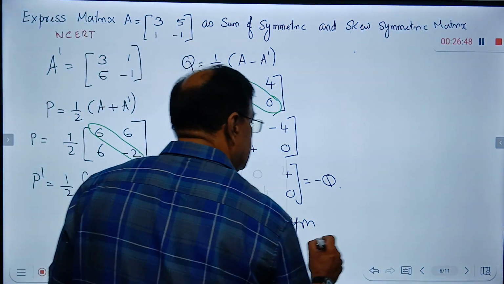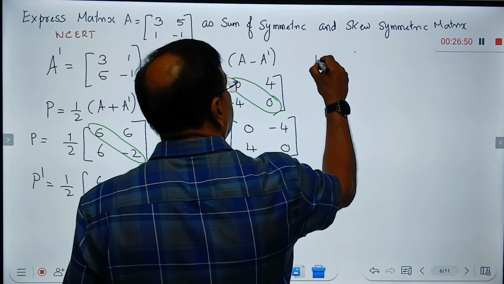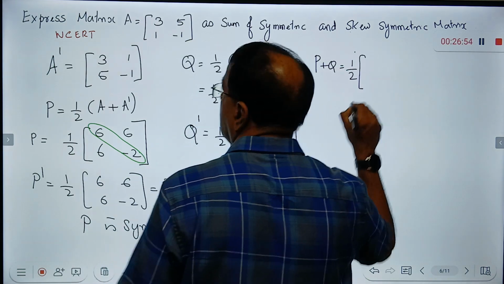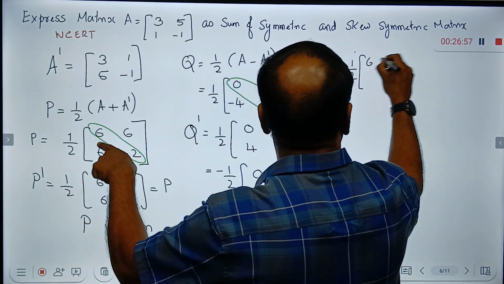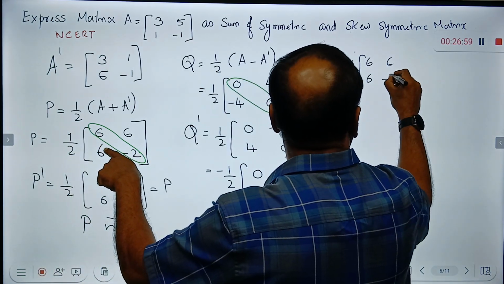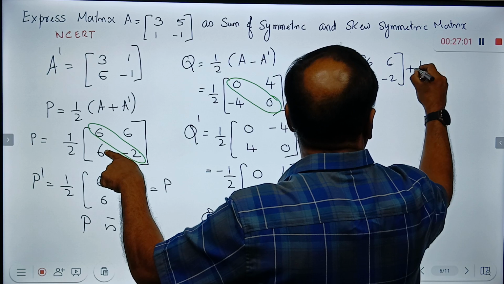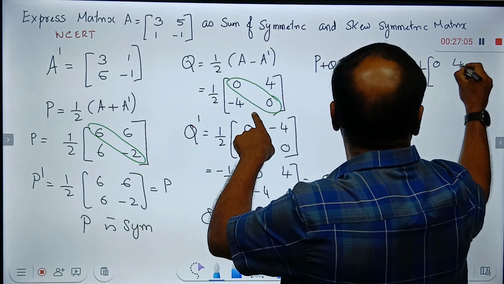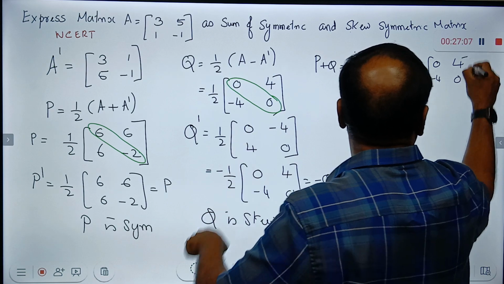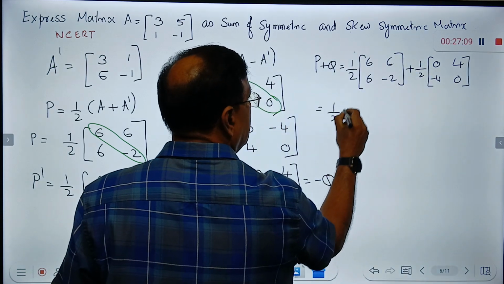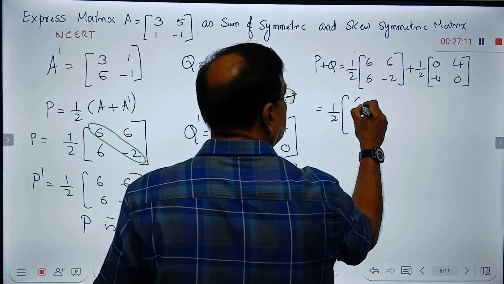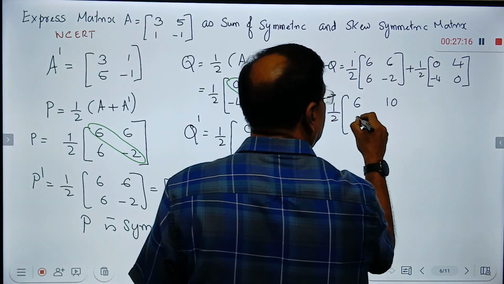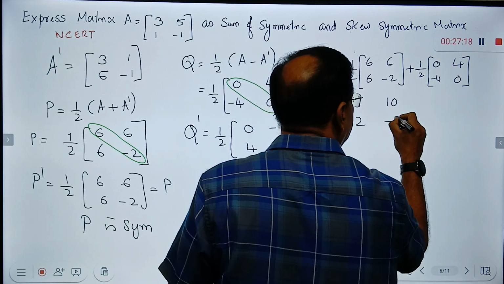Now what's the last part? What do you have to do last? I have to find P plus Q, which is half of, what is P? P is 6, 6, 6 minus 2. And what is Q? Half of 0, 4, minus 4, 0. So I keep half outside, add 6 plus 0, 6 plus 4, 6 minus 4, minus 2 plus 0.